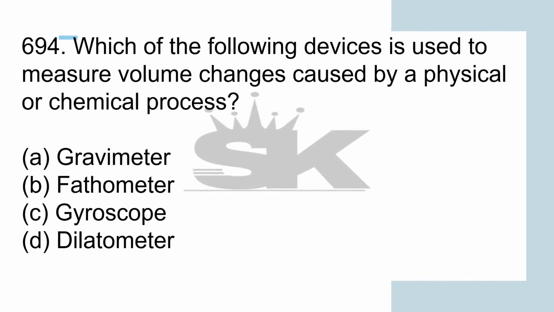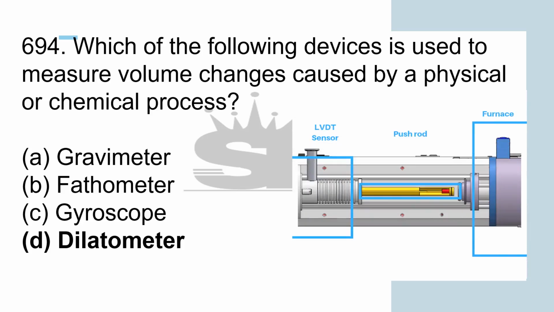Which of the following devices is used to measure volume changes caused by physical or chemical processes? It is the dilatometer. It is a scientific instrument that measures volume changes caused by a physical or chemical process. A familiar application of the dilatometer is the mercury in glass thermometer, in which the change in volume of the liquid column is read from a graduated scale.